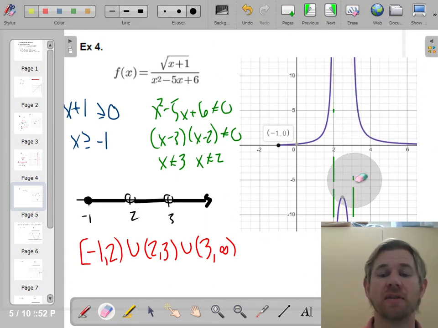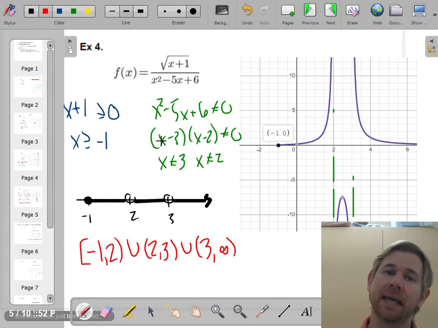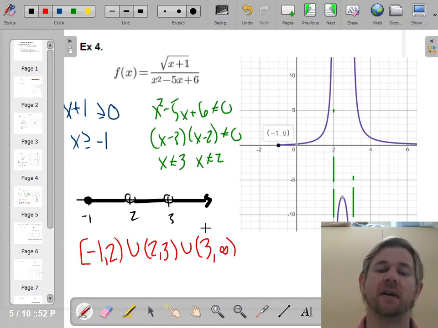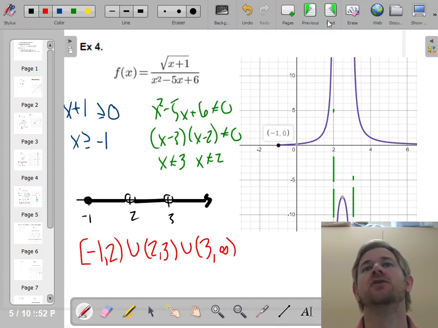So you combine both ideas here. It has to be bigger than negative 1 because you can't square root a negative, but it can't be 2 or 3 because you can't divide by 0. So that's about as hard as I get. Let's try a couple practice problems.